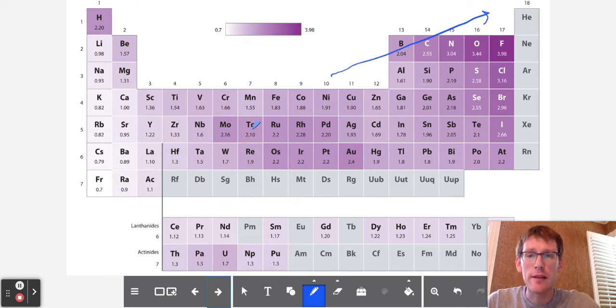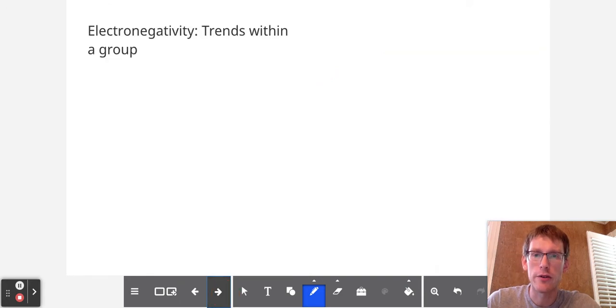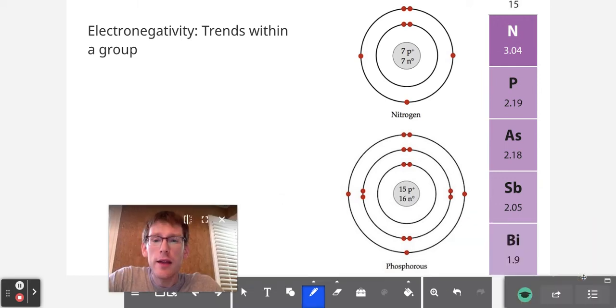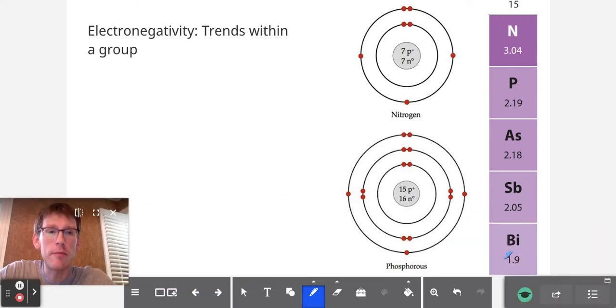But let's explain this trend that higher in a group, we have higher electronegativity, and rightward in a period, we have higher electronegativity. So first, the group trend. Note here, we have nitrogen down to bismuth. Well, nitrogen has a very high electronegativity, and this is owing to the fact that the nucleus can attract bonding electrons because there's not a whole lot of distance between the nucleus and those bonding electrons.